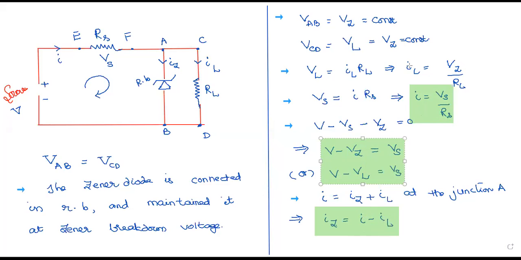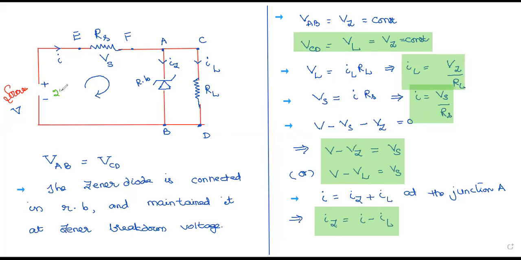Is IL given to you? No. That's why we have to find IL using the formula Vz by RL. Is Vz given? Yes, it is given in the numerical. That's why you can find IL, and you can find I using the Vs formula. And then finally, you can find Iz in the circuit. Now you understood this concept, what I explained for the numerical problem? Understood, sir. Right, good.